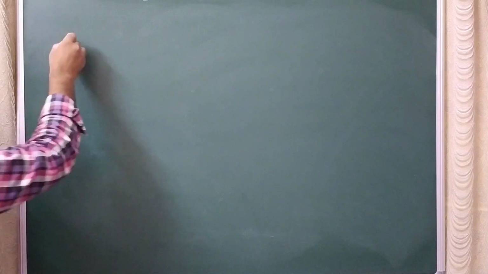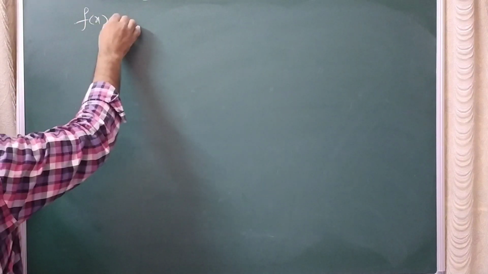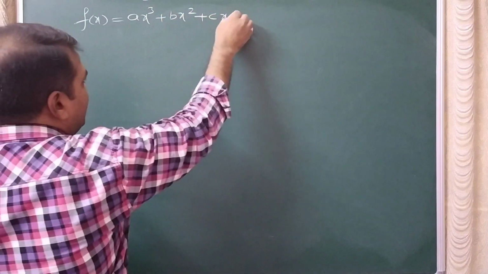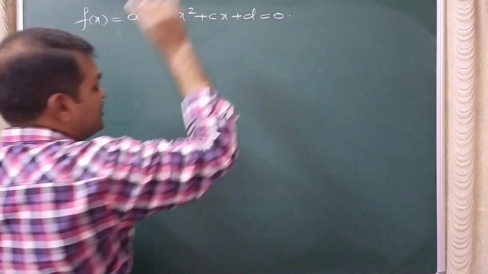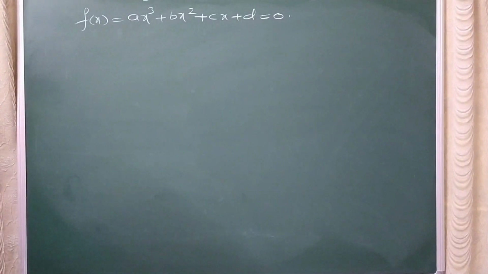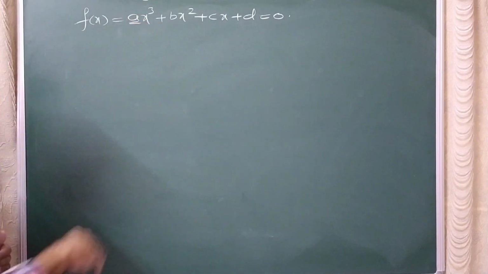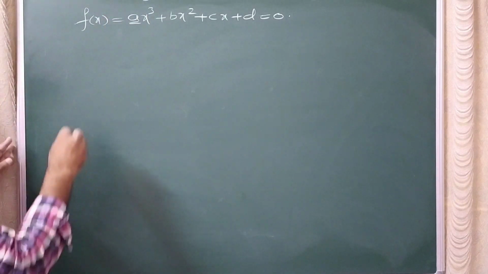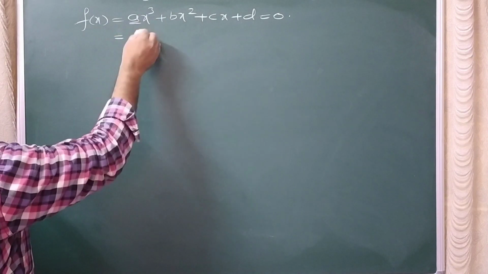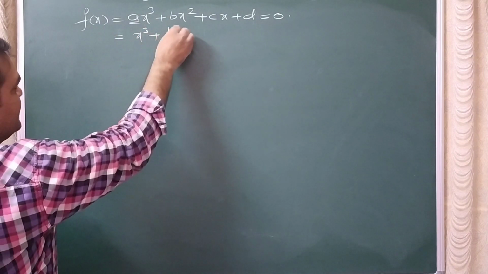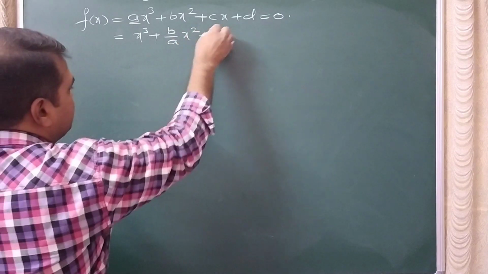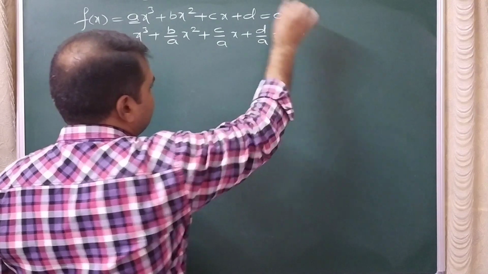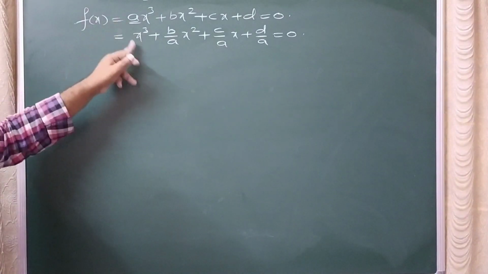So for example, f of x is equal to ax cube plus bx square plus cx plus d. I am taking a cubic equation. If the equation is like this, first you see that the leading coefficient is 1. So therefore divide with a. So x cube plus b by a x square plus c by a x plus d by a is equal to 0. Leading coefficient is 1.